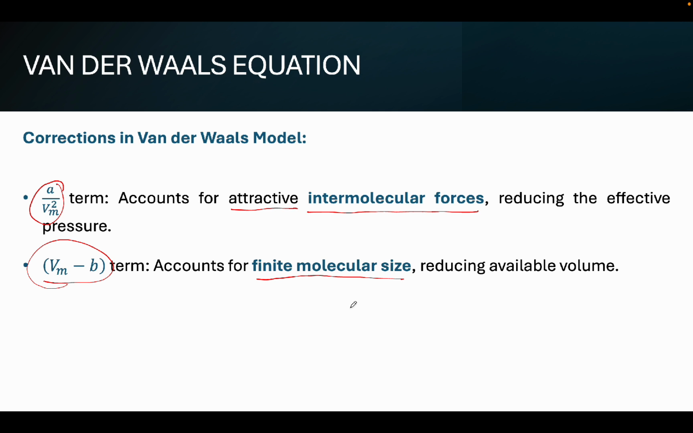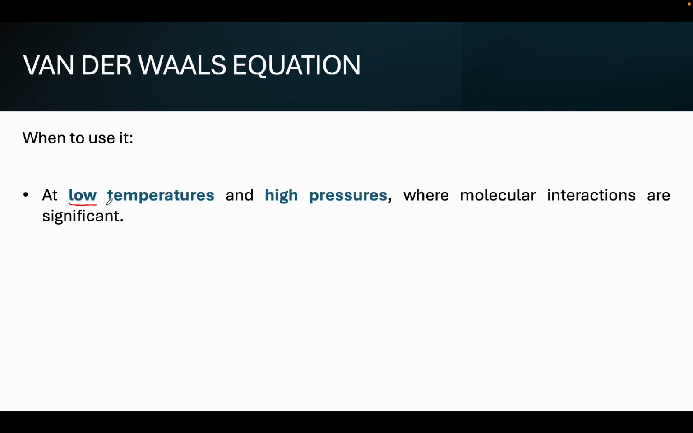So, those are the corrections in the van der Waals equation. Now, when do we use this equation? Or when do we use the van der Waals equation? So, we can use it at low temperatures and high pressures, where molecular interactions are significant.